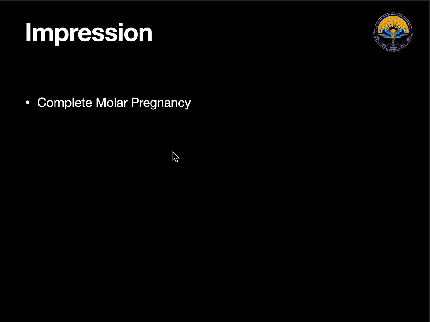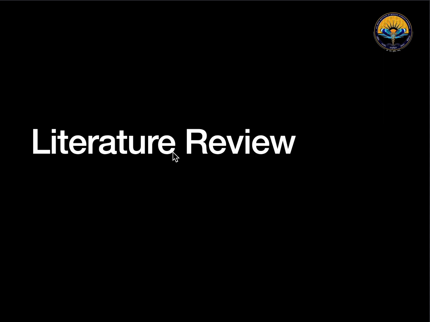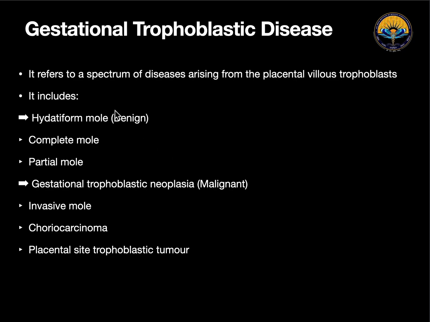Starting with the literature review of this case: molar pregnancy comes under a broad category of gestational trophoblastic diseases. Gestational trophoblastic disease, as its name tells, is a spectrum of diseases arising from the placental villus trophoblast. It includes a benign category called hydatidiform mole, or H mole, which could be partial or complete, and a malignant category of GTN, or gestational trophoblastic neoplasia, which could be invasive mole, choriocarcinoma, or placental site trophoblastic tumor. In this discussion, we are mainly going to see the hydatidiform mole.